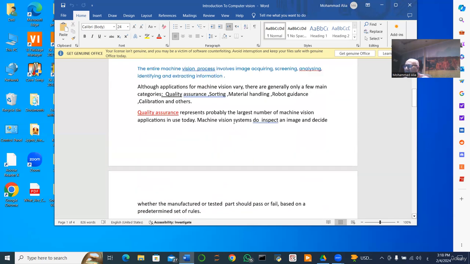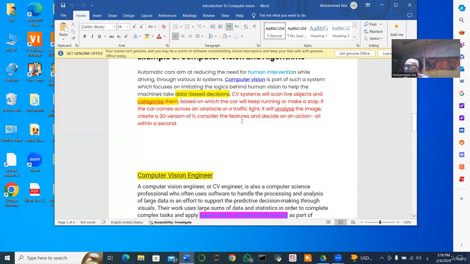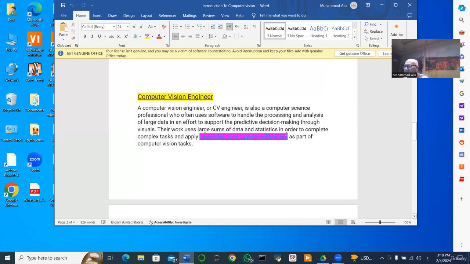Okay, when it comes to talking about the computer engineer, of course, I mean here the computer vision engineer, not computer science in general. This computer vision engineer must own specific competencies in order to find a specific job related to his specialization. He must be ready to apply and understand supervised and unsupervised machine learning as part of computer vision tasks.